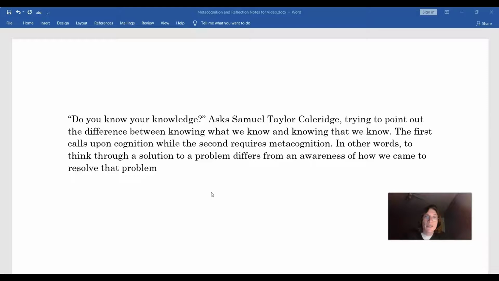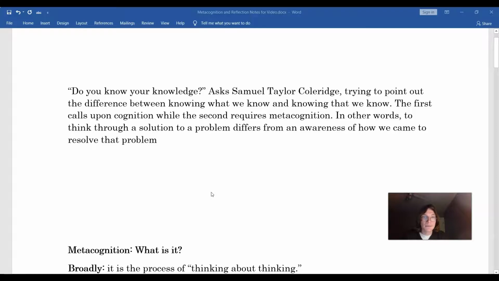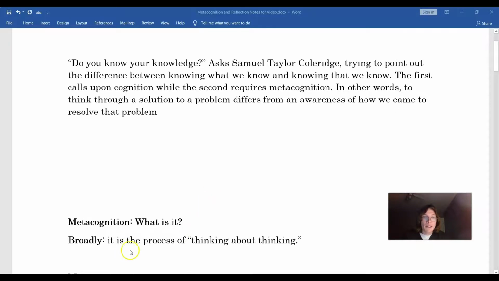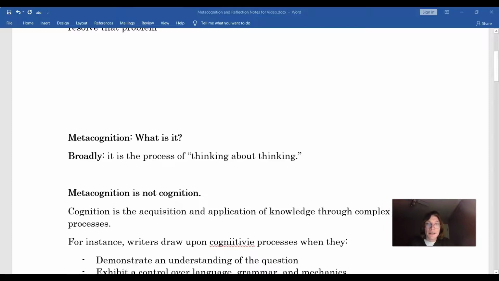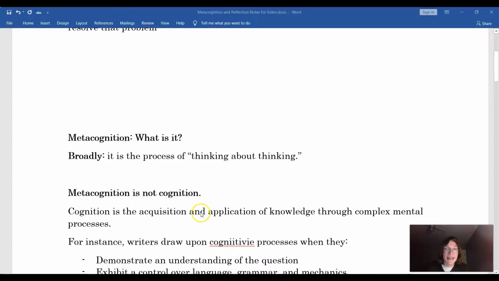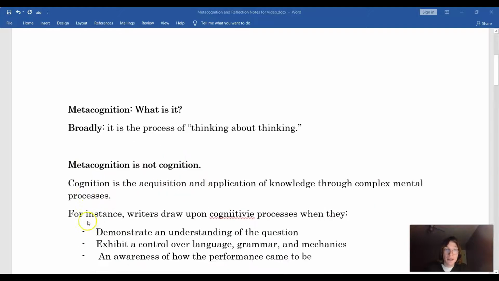It's this process of thinking about thinking, or the process of thinking about how we came to resolve or complete that task. So metacognition is the process of thinking about thinking. It's not cognition, because cognition is the acquisition and application of knowledge through complex mental processes. So we do cognition when we write. Sorry, that's an awful typo.